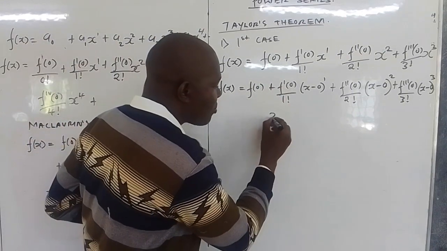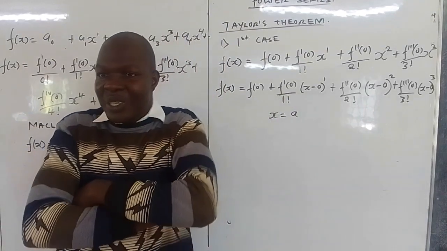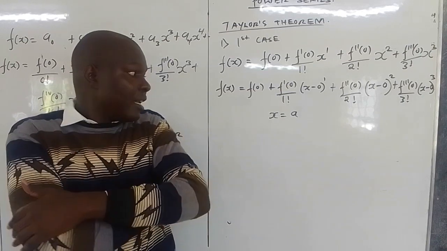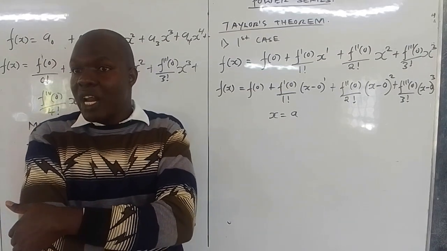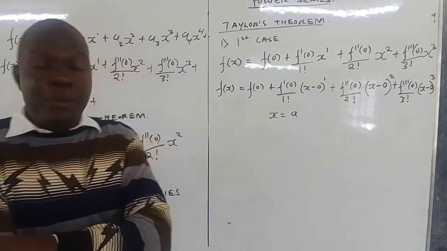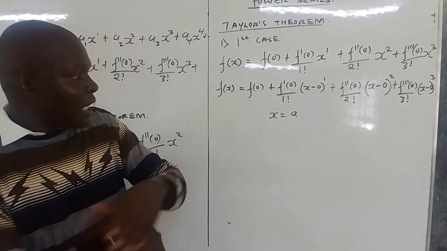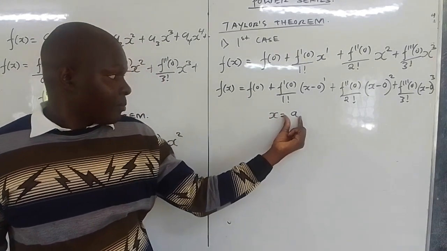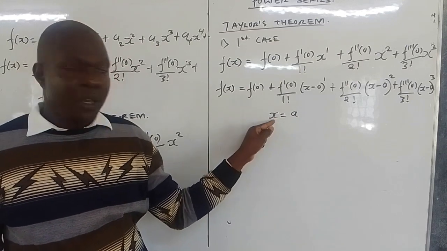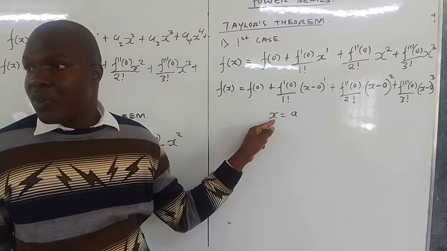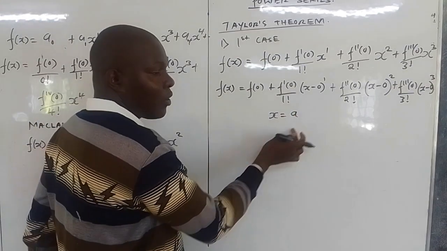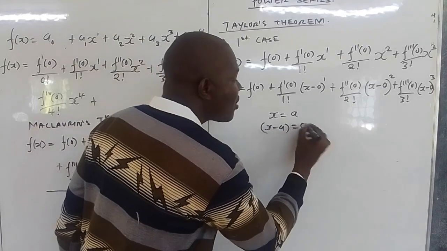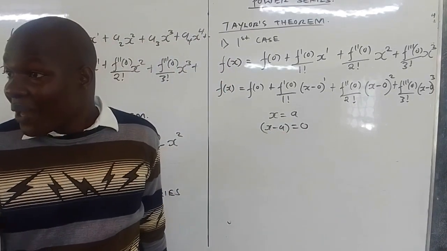This was an expansion at a point when x was equal to 0, isn't it? But now we want to get an expansion at a point when x is equal to a. So at the point when x is equal to a, what does this imply? When you bring a to this side of the equation, we are going to have x minus a equal to 0. That is the first point.